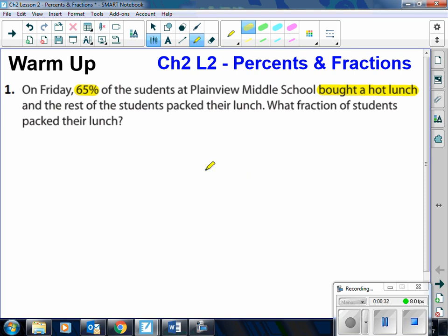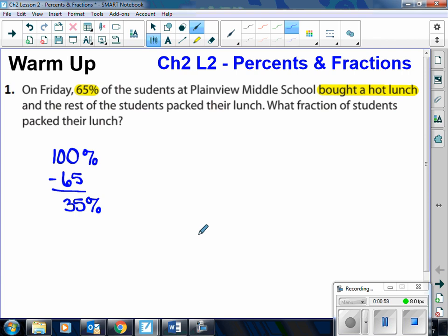So if 65% of the students bought lunch, how do I find out how many brought lunch? Very good. From 100%, right? Because 100% is everybody, correct? So we have 100%, and we're going to subtract the 65%, and that's going to give us 35%. So 35% of the students brought their lunch, right?